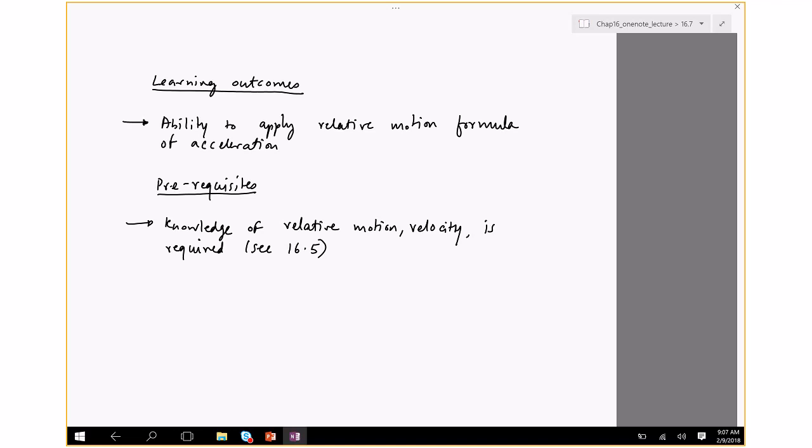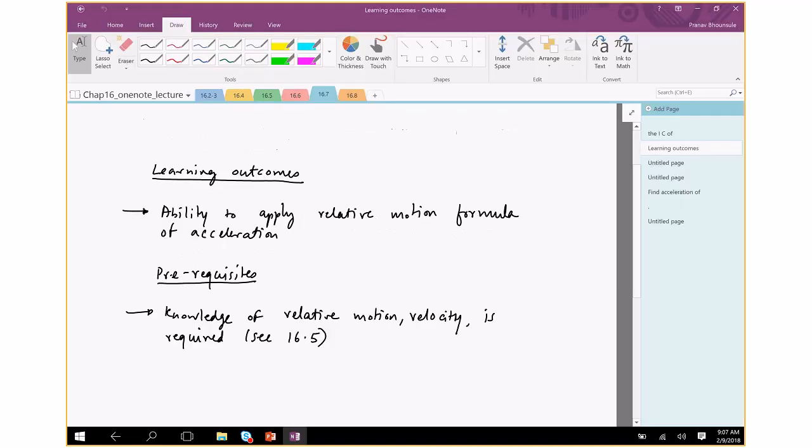There's a similar formula for acceleration. So we'll be able to find acceleration of points, and we'll also be able to find angular acceleration of links. So let me give you an overview of the most important formulas before we start using those. So we are doing 16.7, which is relative acceleration analysis.